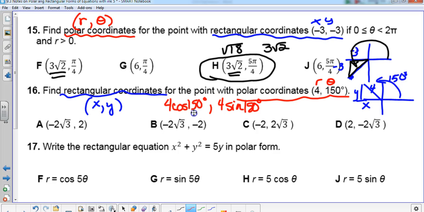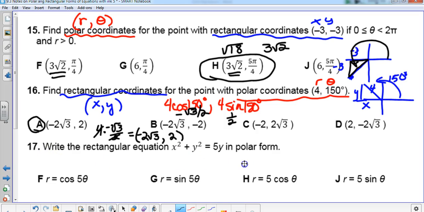Use your unit circle. What is the cosine of 150? Negative square root of 3 over 2. So if you take 4 times negative square root of 3 divided by 2, you get negative 2 square roots of 3. Right? What's the sine of 150? 4 times a half would be 2. So which coordinates are we looking at? Good job. Everybody okay? Unit circle and r cosine theta, r sine theta.